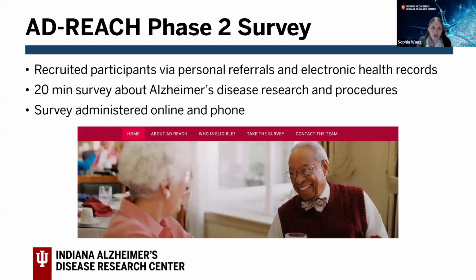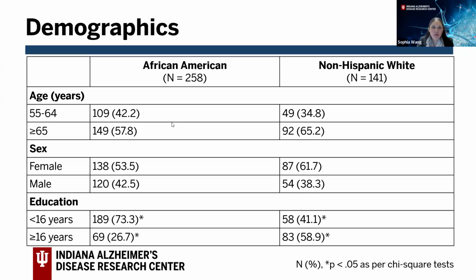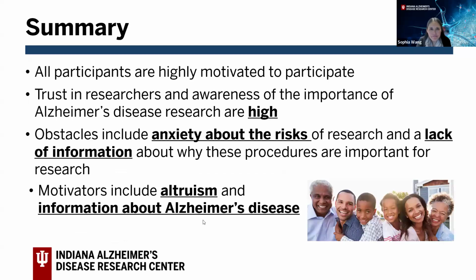So this was a short survey. We got people from personal referrals, electronic healthcare records. It was 20 minutes. It was online or over the phone. And we had almost 400 individuals participate, truly people who were 55 and older. We actually got a pretty good balance of men, as well as, and I think this is really important, people who are at higher risk for lower education. I think that was very important. And I think we can talk a little bit more about the details of those findings during our Q&A, but I want to really leave this open for Q&A.